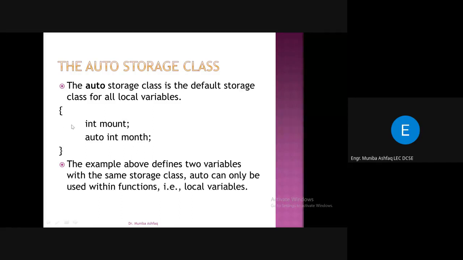For this variable we didn't write auto specifically, but here we write auto. The example above defines two variables with the same storage class. Both have the same storage class. So even if you don't write it, by default this month will also have the auto storage class. Auto can only be used within a function, that is, with local variables. Usually we don't write auto because by default it's the auto storage class.